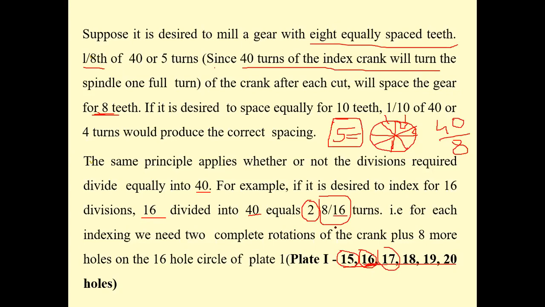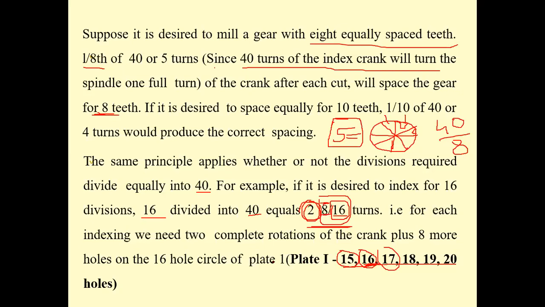In this 16 hole circle, you need to rotate the pin about 8 holes. First you need to rotate the index plate 2 complete rotations. Then on the third rotation, on the 16 hole plate, you need to rotate only 8 holes. Keep the pin in that particular hole and do the machining. Once machining is completed, again rotate 2 complete rotations, then on the third rotation move 8 holes on the 16 hole circle, right?